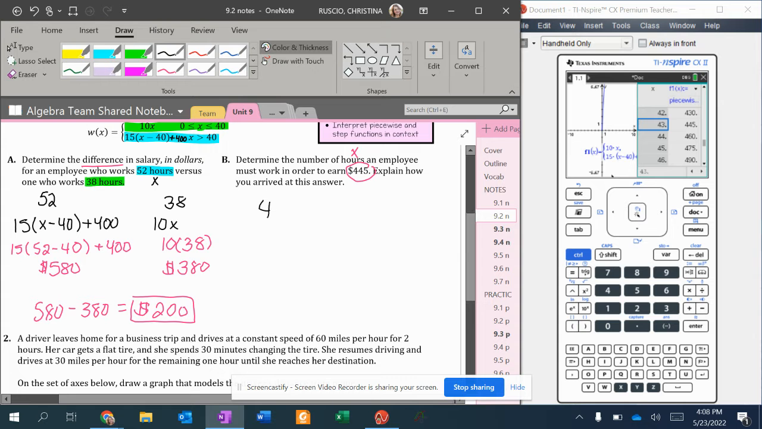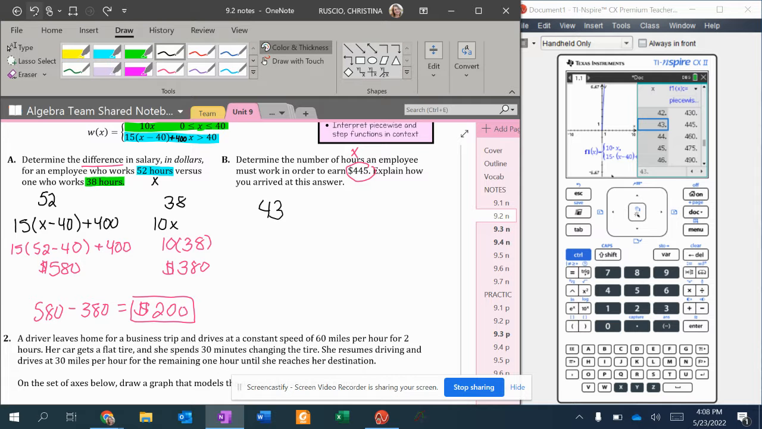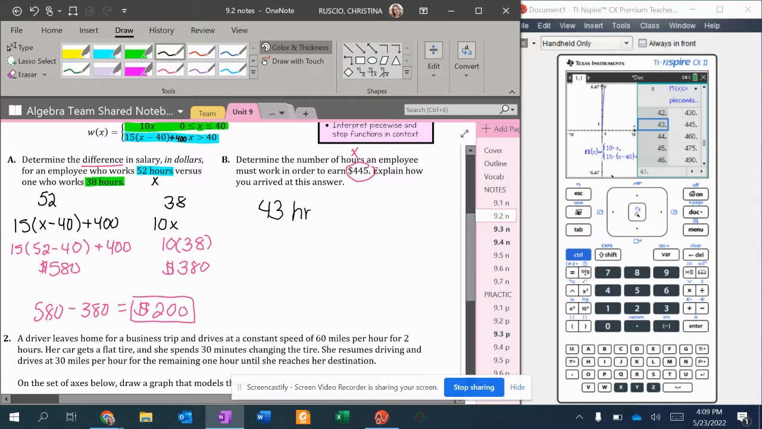So 43 hours. How did we do this? Well, I should probably label it 43 hours. I graphed and found X equals 43 when Y equals 445.